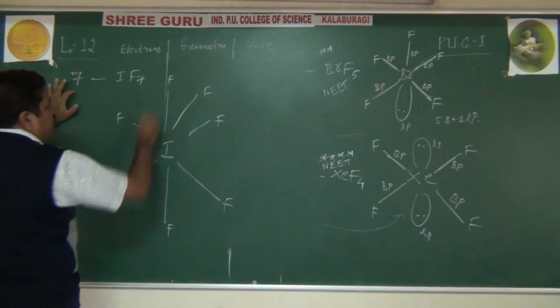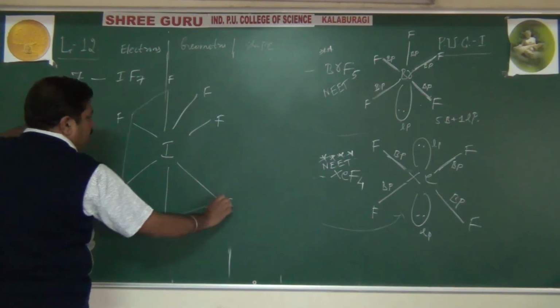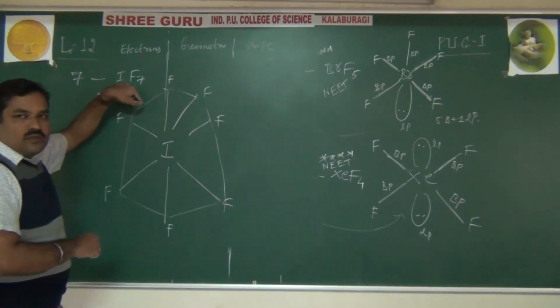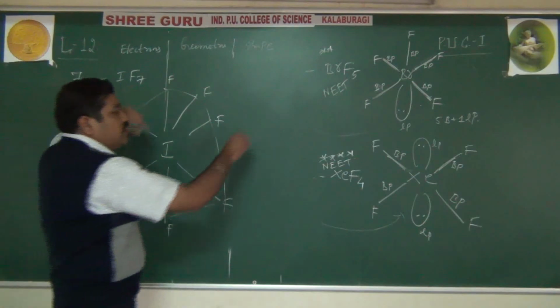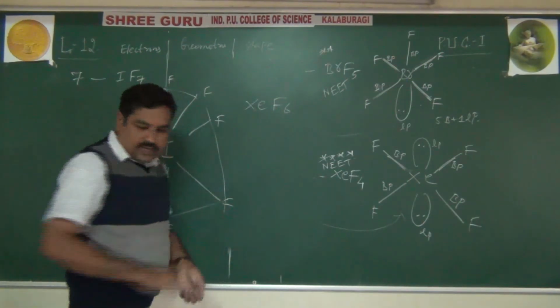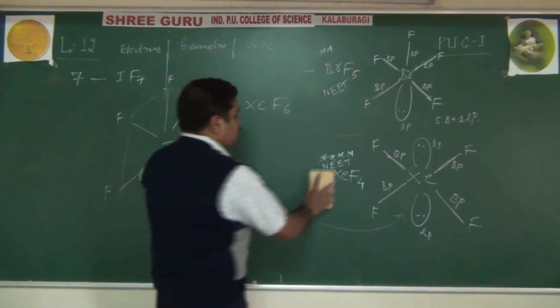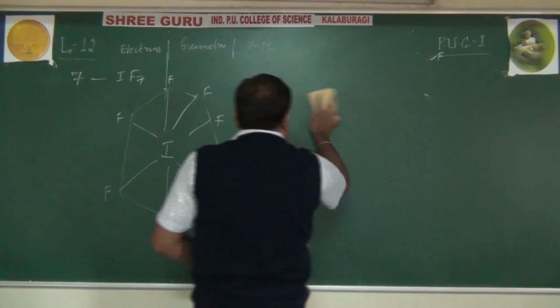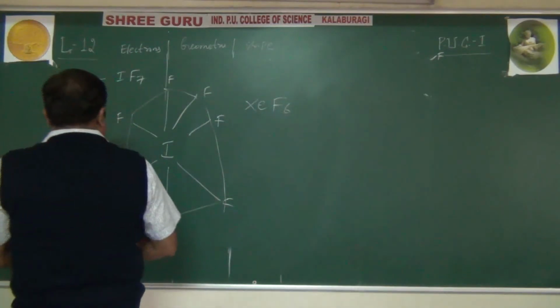This is called pentagonal bipyramidal. Okay, pentagonal bipyramidal. Suppose you go for XeF6, xenon hexafluoride. That is xenon hexafluoride. Other examples. See, these are all bonding pairs.